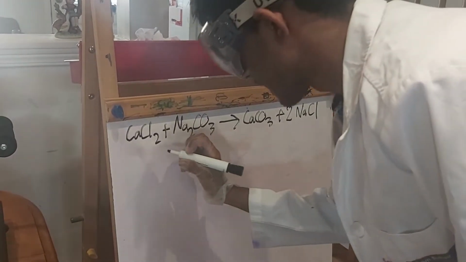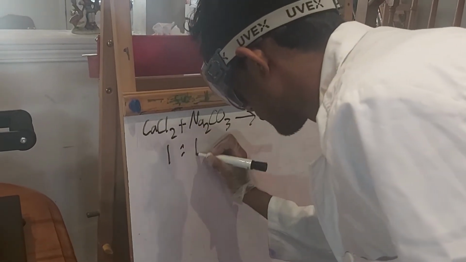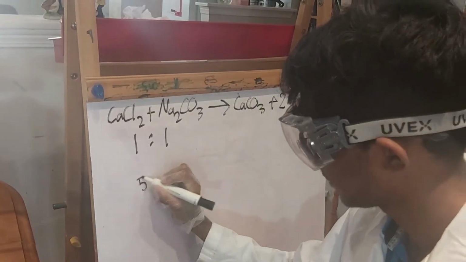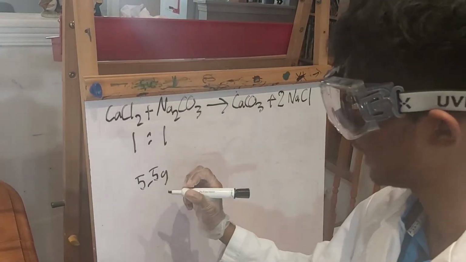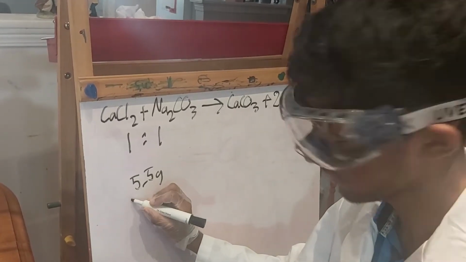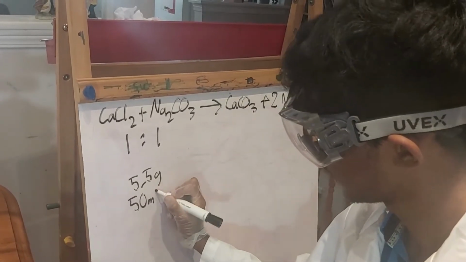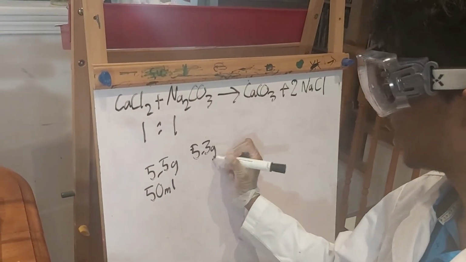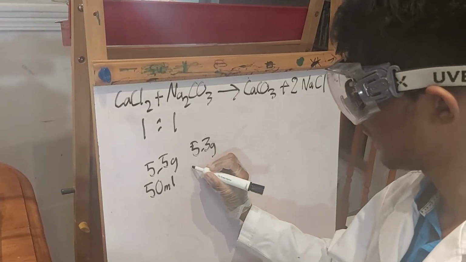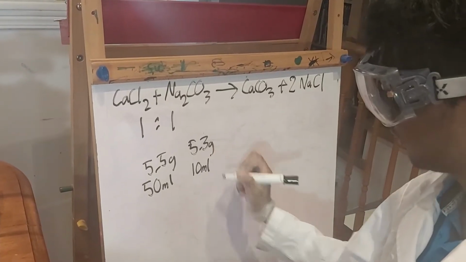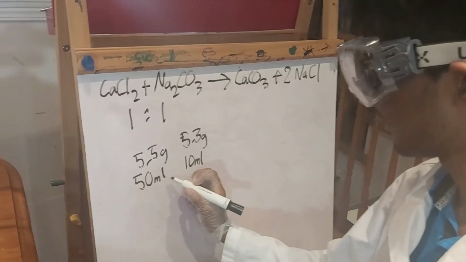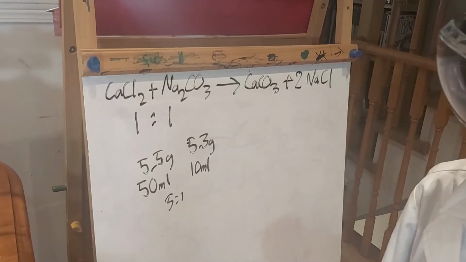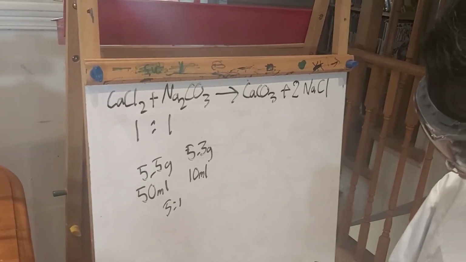In the reactants, the molar ratio is 1:1, and for the calculations we're going to have 5.5 grams of calcium chloride in 50 milliliters of water, and 5.3 grams of sodium carbonate in 10 milliliters of water. So there's a 5:1 ratio here. So that's what we're going to do.